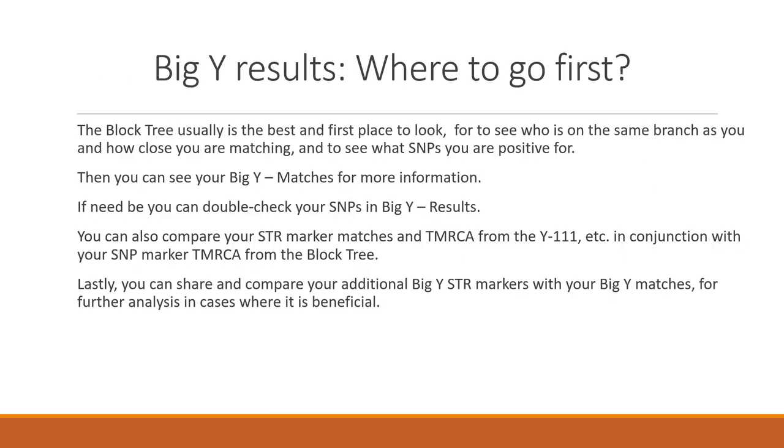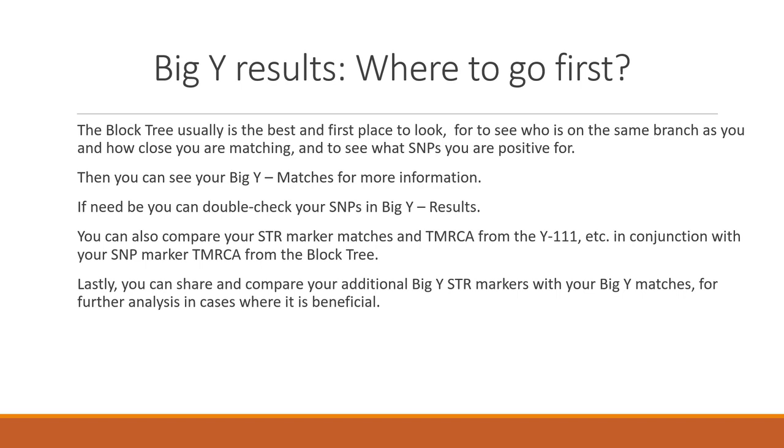So when you get your Big Y, where do you go to view your results? The block tree is usually the best and first place to look, because that's where you're going to see who's on the same branch as you, who's on branches that are close to you, and how close you're matching. And also on the block tree you can see what SNPs you're positive for. Then you can go see your Big Y matches for more information about your matches, and you can look at the non-matching variants between you. If you need to double check any of your SNPs, you can do that in Big Y results.